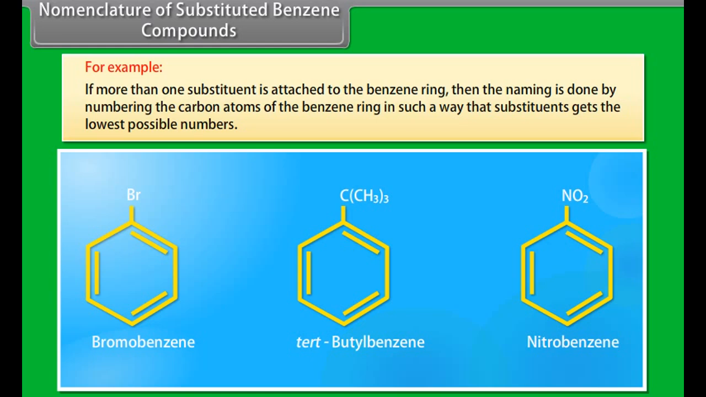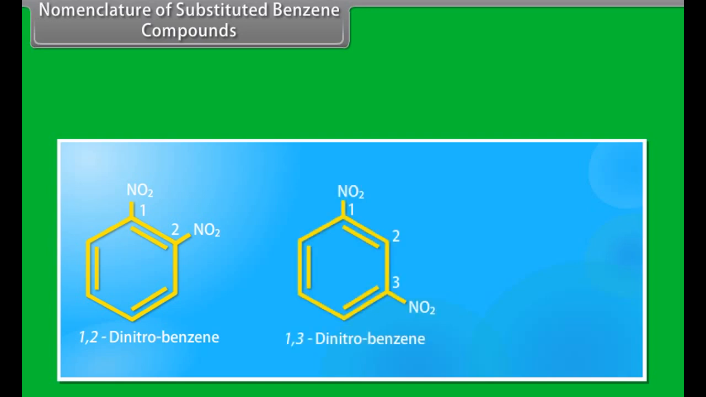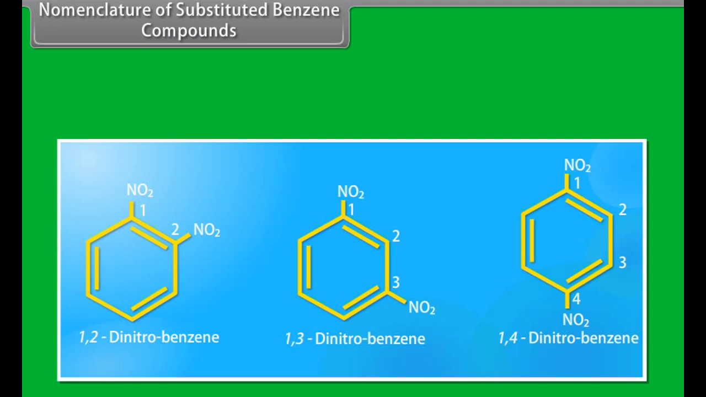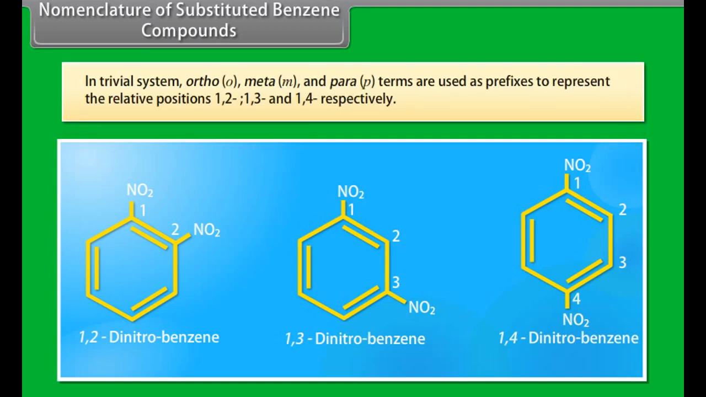If more than one substituent is attached to the benzene ring, then the naming is done by numbering the carbon atoms of the benzene ring in such a way that substituents get the lowest possible numbers. For example, 1,2-dinitrobenzene, 1,3-dinitrobenzene, 1,4-dinitrobenzene.